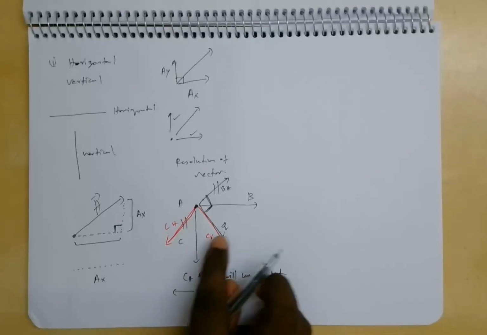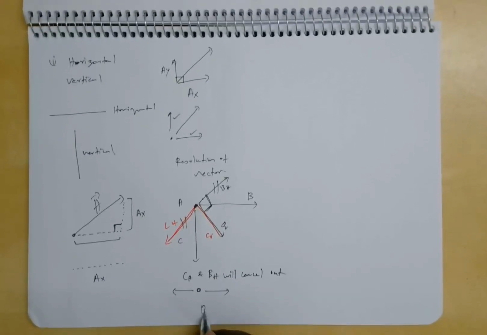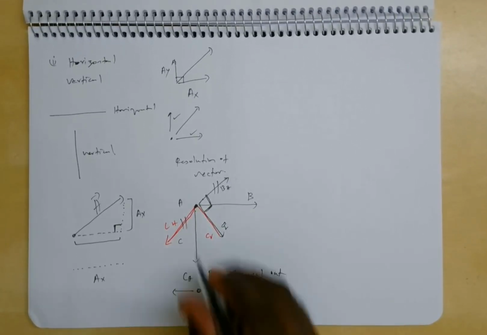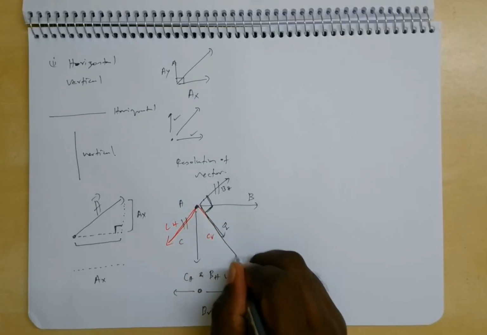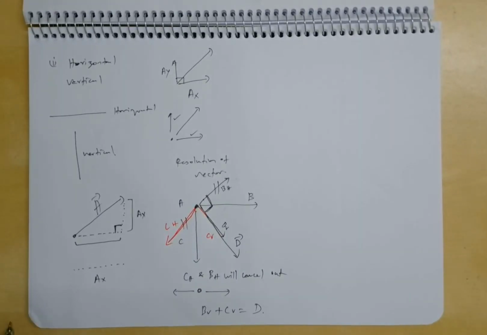Okay. Now what will happen to BV and CV? So BV and CV is what we call the resultant force. And it is very important to resolve this vector to get useful results.